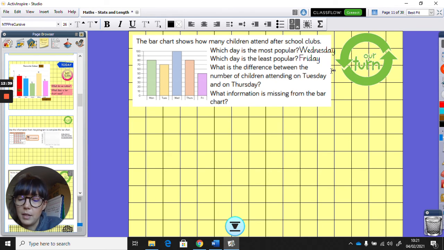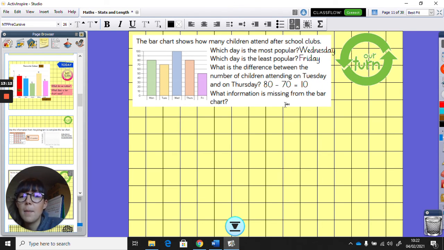Right, now we need to do some counting. What is the difference, so we'll have to do a subtraction question, between the number of children attending on a Tuesday and on a Thursday? So first of all, let's look for the biggest number. Thursday has 80 children attending. Okay, and Tuesday has 70 children attending. So what is the difference between 80 and 70? It's 10.